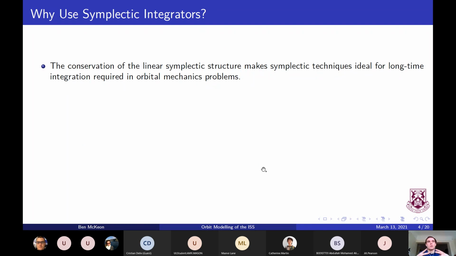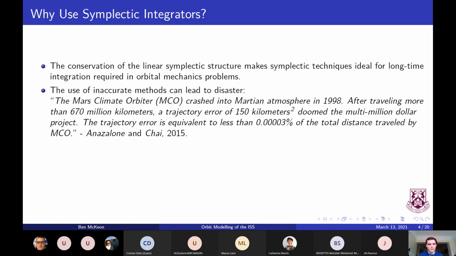So I suppose the next question would be, why should we use them? And particularly in orbital mechanics problems. I suppose the main reason for that is the fact that while they don't conserve energy necessarily, they're very useful at keeping the errors that occur over a long time scale small. Say if you wanted to send a probe to maybe Mars, like we saw last month with the Perseverance rover, you'd want to make sure that the errors are very, very small because the margin for error there is absolutely tiny.